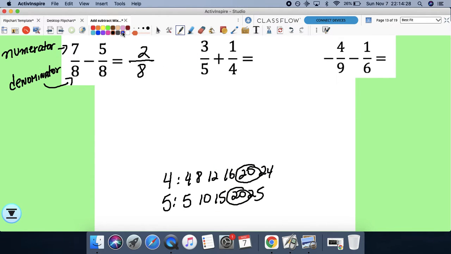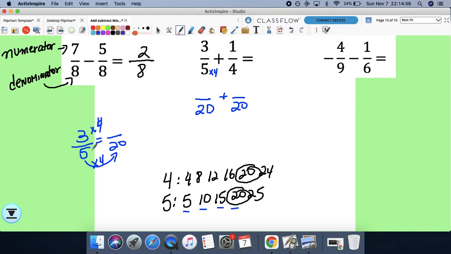So we're going to change our denominators. Instead of 5, we're going to find an equivalent fraction, using the denominator of 20 for both of them. Here's 3/5. How did it become 20? What do we multiply 5 times to get to 20? Times 4, right? So if you look here, 1, 2, 3, 4. So on the top, I'm going to do times 4 just the same. So 3 times 4 is 12.